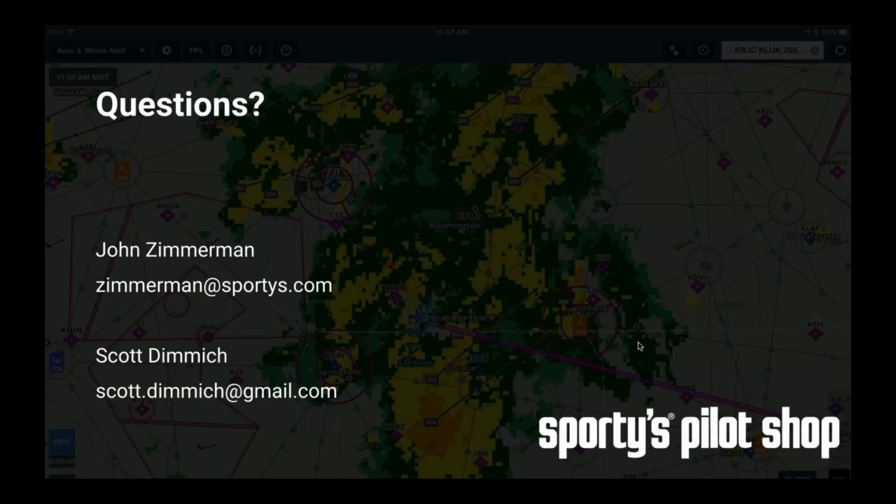The best answer for me on finding cloud tops is PIREPs, and just reading those PIREPs. If you are flying, ask ATC. A lot of times ATC will have cloud top reports that don't get passed through as a PIREP, so they don't show up on ADS-B or SiriusXM or on your app. You've got to ask for them. But really, PIREPs are the best way.